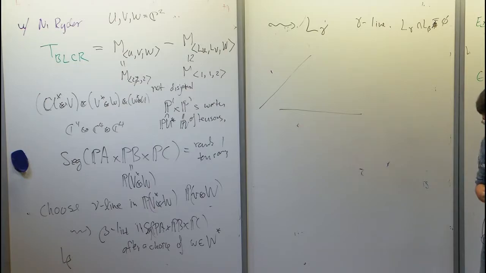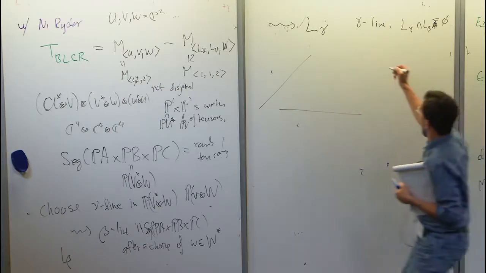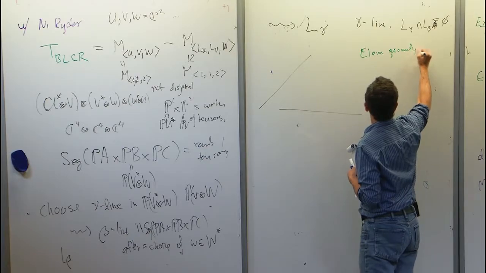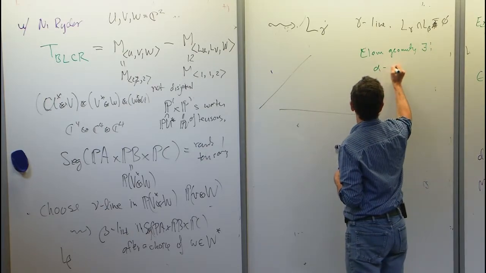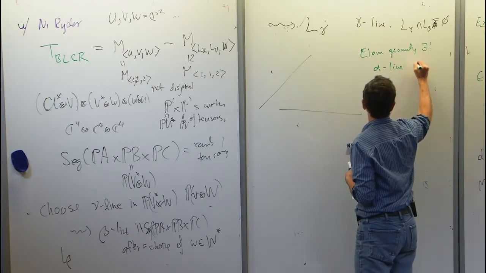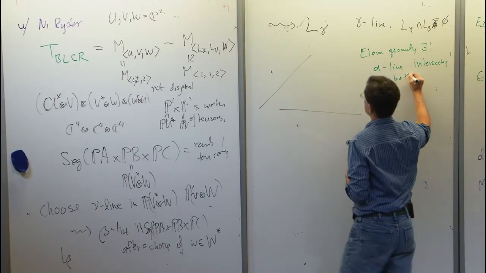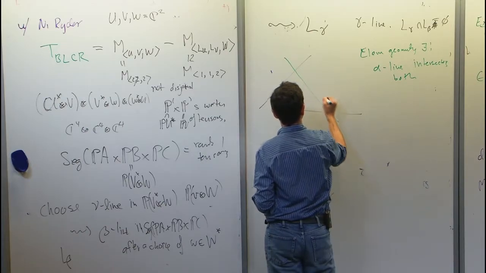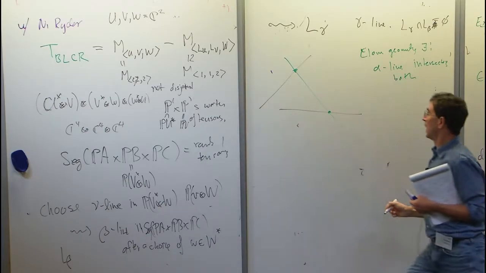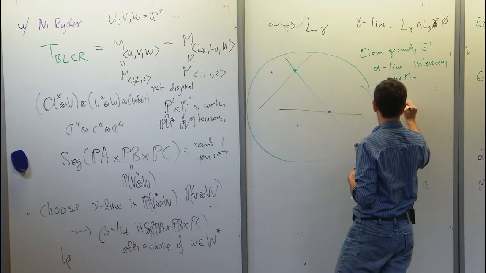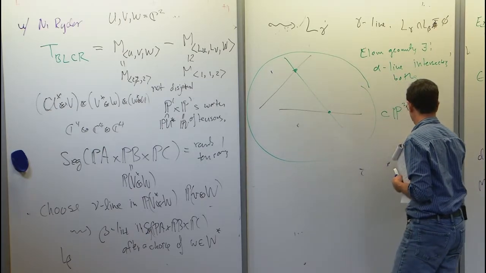And then it turns out, elementary geometry, there exists a unique alpha line intersecting both of them. And all this lives in a P3, or if you like, a C4.